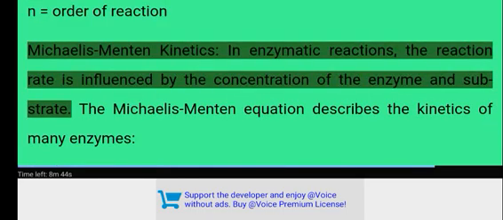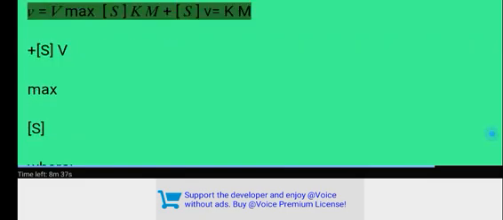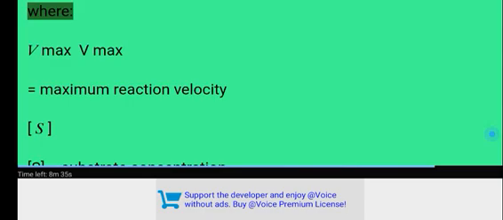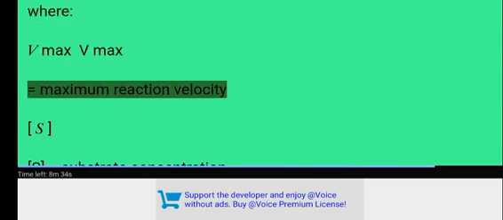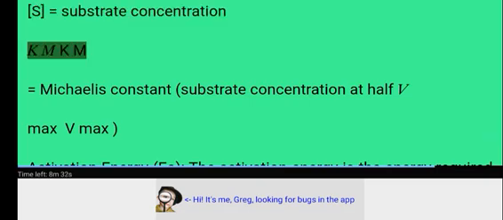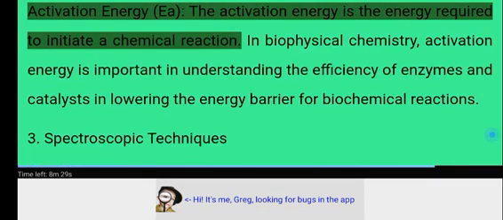Michaelis-Menten kinetics. In enzymatic reactions, the reaction rate is influenced by the concentration of the enzyme and substrate. The Michaelis-Menten equation describes the kinetics of many enzymes: V equals Vmax [S] divided by Km plus [S], where Vmax equals maximum reaction velocity, [S] equals substrate concentration, and Km equals the Michaelis constant, the substrate concentration at half Vmax. Activation energy.